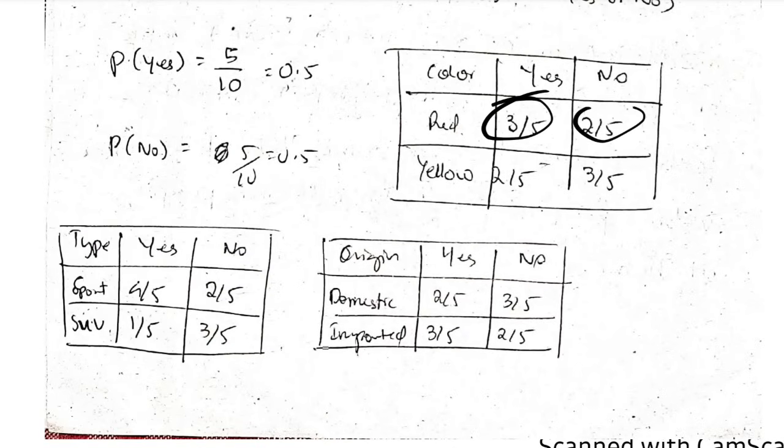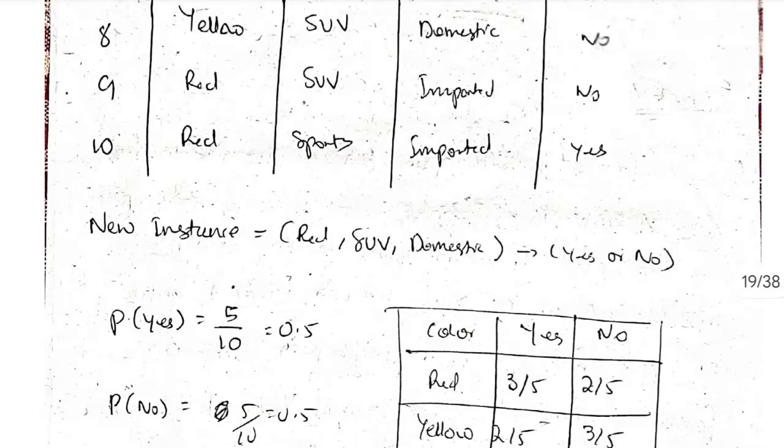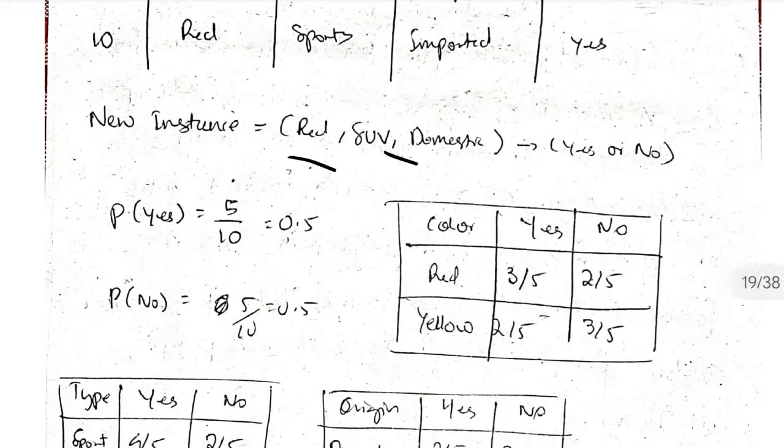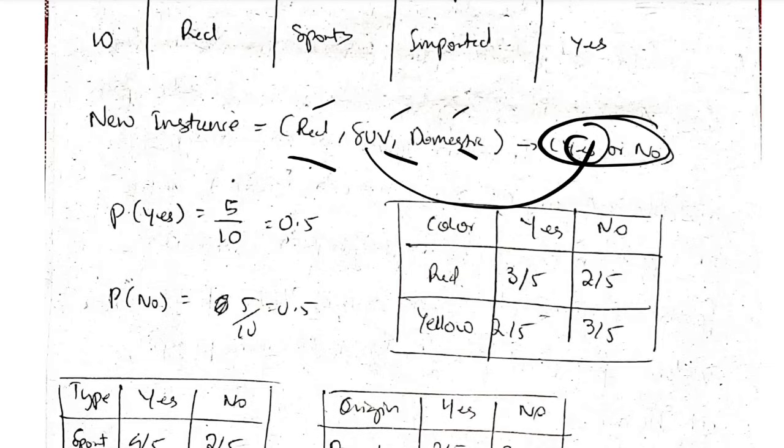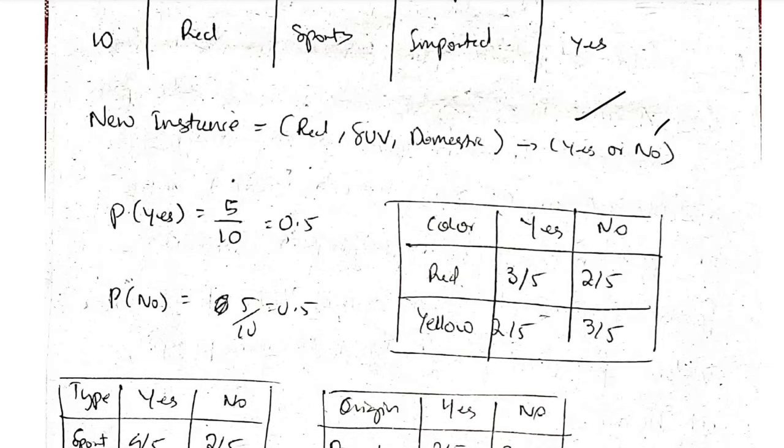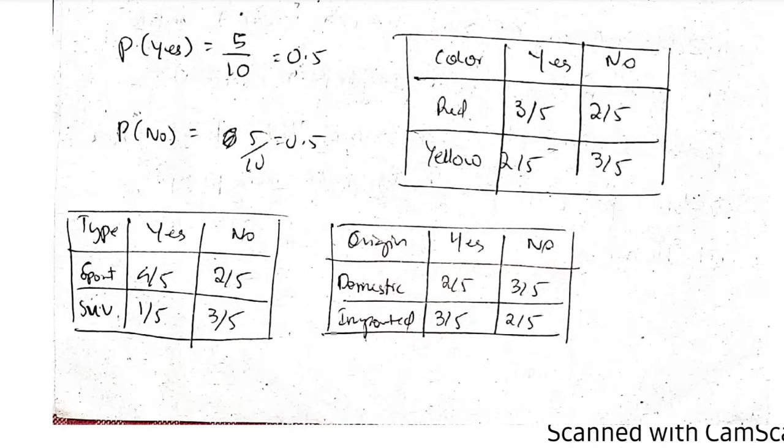Okay. After you have done this one, consider the new instance which is given. Red SUV domestic. Is it yes or no? Red SUV domestic means first we'll consider for yes with red, SUV, domestic, then we'll consider no with red, SUV and domestic. We'll calculate these two probabilities, calculate which is more. Observe carefully.